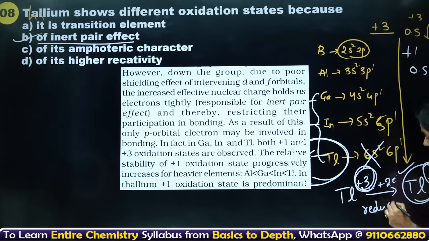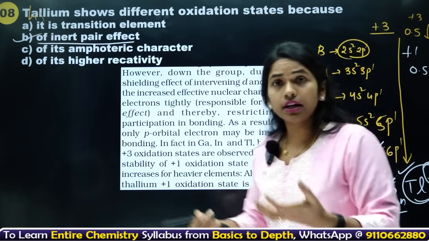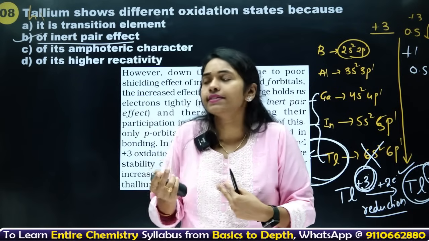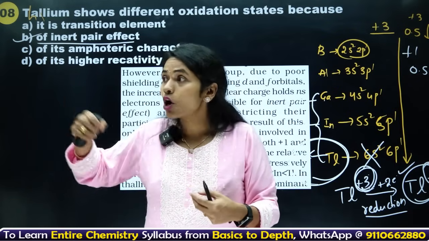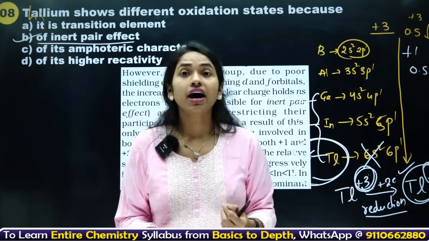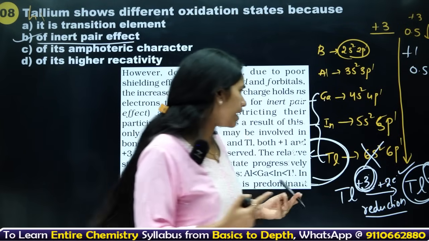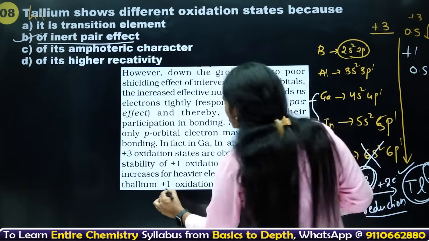It is undergoing reduction. The element which undergoes reduction is gaining electrons from another element, so it is oxidizing the other element. The one which is undergoing reduction is a good oxidizing agent. So here, thallium shows +1.